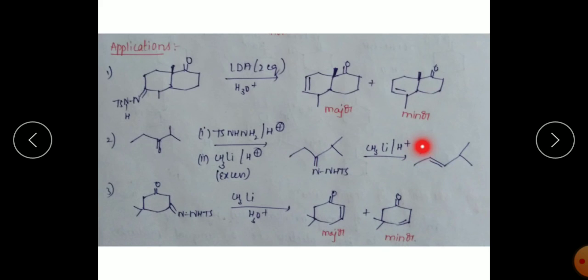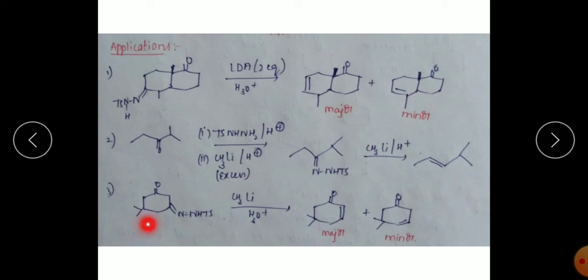There is a methyl group also present on this carbon? No, there is no methyl group. Suppose we react with an alkyl halide, then we get a methyl group on this carbon. But here we use acidic hydrolysis, that's why there is no methyl group, there is a hydrogen present on this carbon.